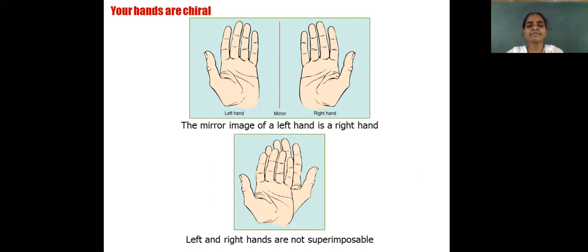If you see here, the left hand is the mirror image of the right hand. But when we are fixing the hand in the same position, same direction, the fingers are not fixing on the same fingers. So that means here non-superimposable. So mirror images and non-superimposable.